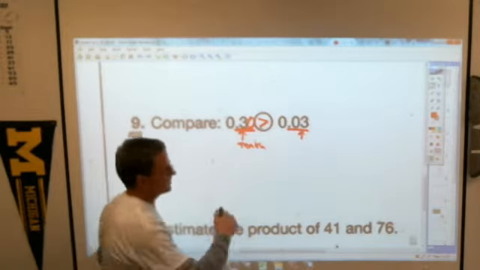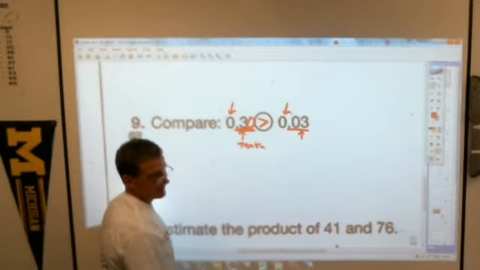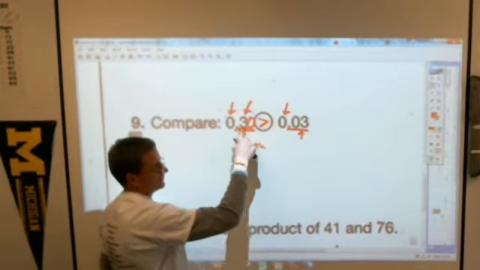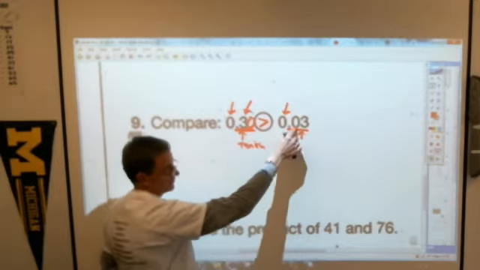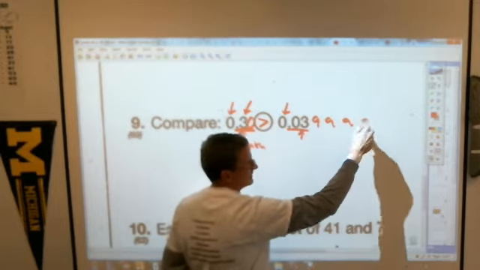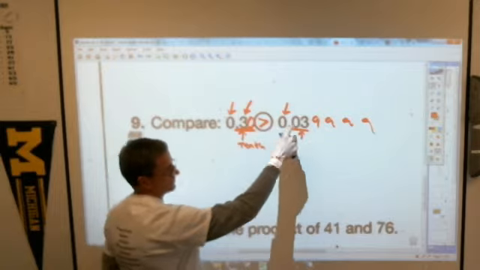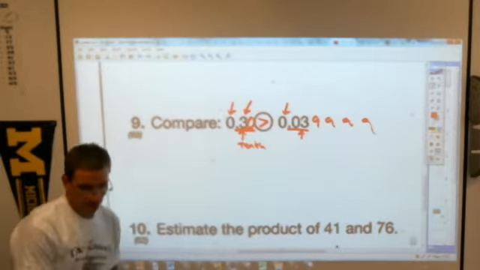Back to this. If it's a decimal, the first thing you look at are the whole numbers. 0 and 0 are the same, so that doesn't make a difference. Then go to the next digit after the decimal. This is a 3 after the decimal, that's a 0. You can stop right there because the 3 is bigger than the 0. No matter what comes after this, you could have all these be 9s and it'd be the world's largest decimal number. This is always going to be bigger because there's a 3 in the tenths place and a 0 in the tenths place there.